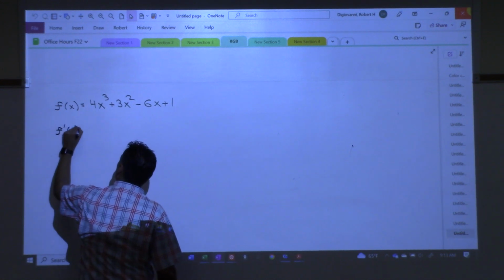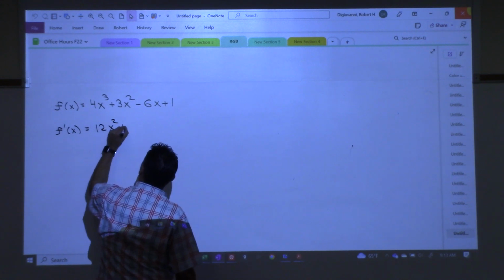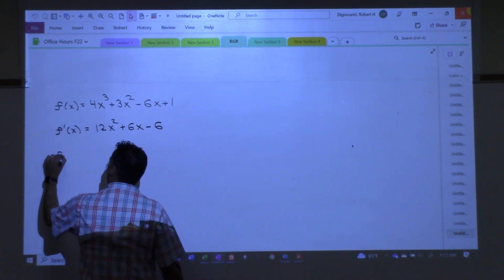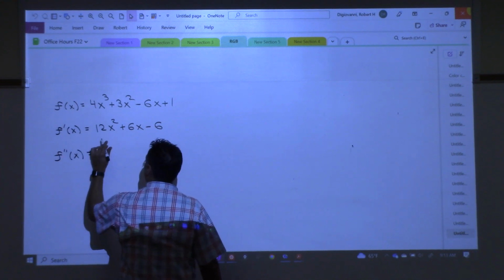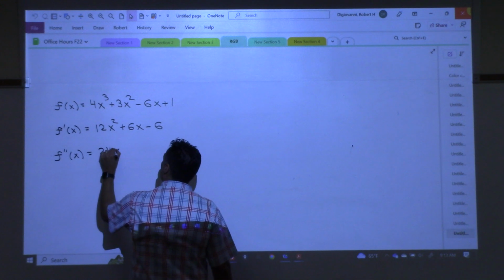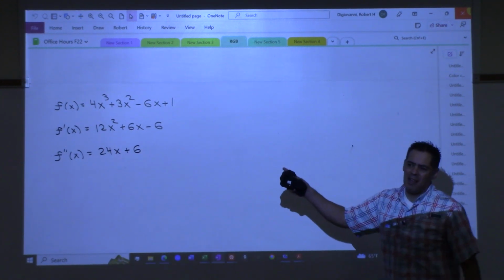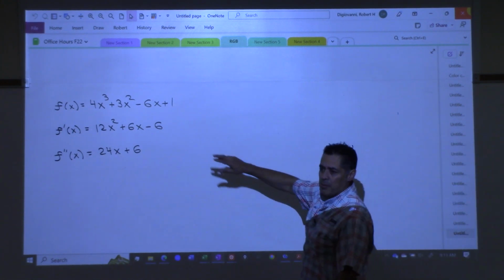First derivative is equal to 12x squared plus 6x minus 6. And then the second derivative, so taking the derivative of that derivative, would be 24x plus 6. Double check, because if you mess this up, everything else is gone, everything's over, right, at that point. Y'all agree with these derivatives?